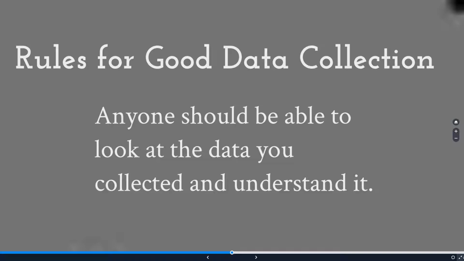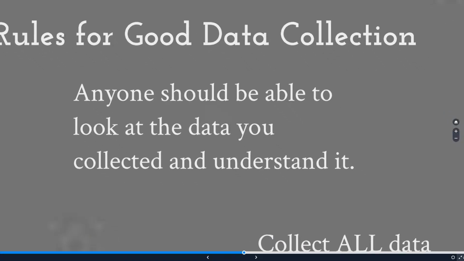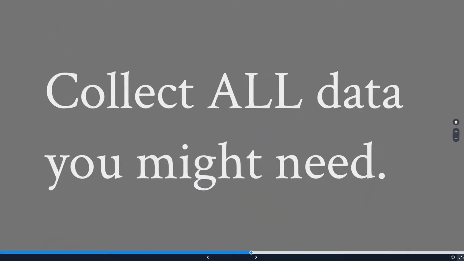Just a few rules for when we're collecting data. Anybody should be able to look at our data and understand what it means, so it's good to put it in table form. Collect all the data we might need, but at the same time, some data just doesn't really impact our experiment. We don't need to know how hungry you were when you were doing the experiment. We may or may not want to know the temperature depending on the particular experiment we're doing. Scientists do like to err on the side of more data than less, but sometimes we just collect data we don't need and we don't use.